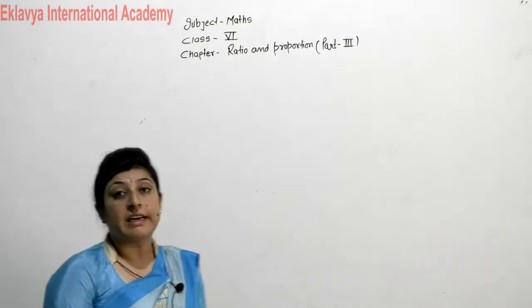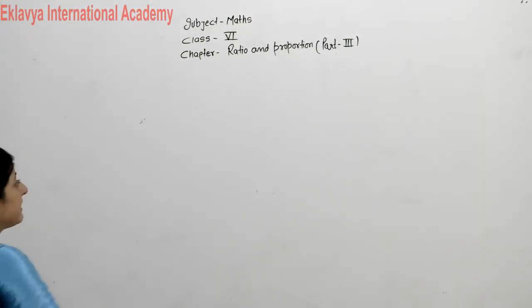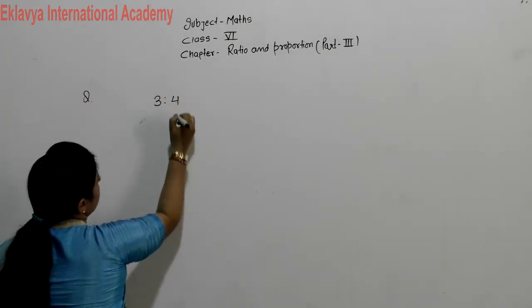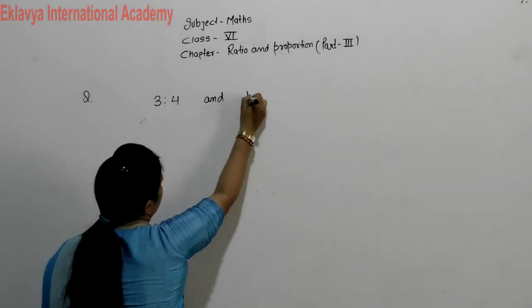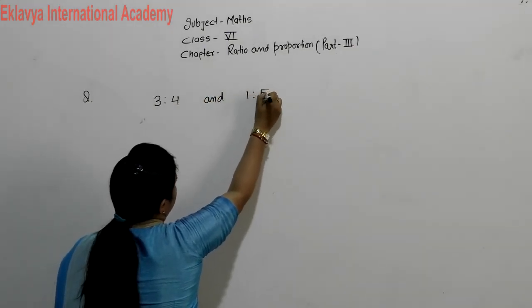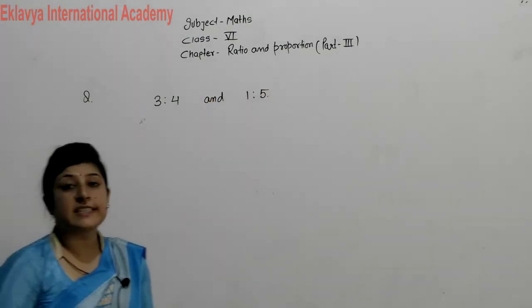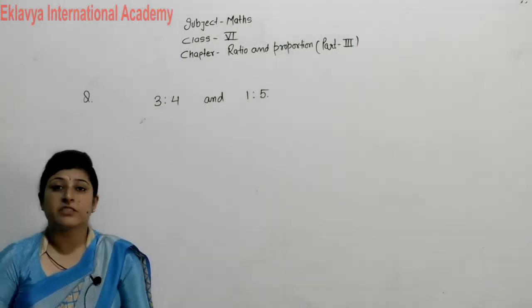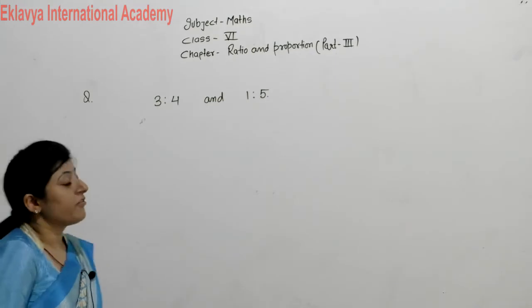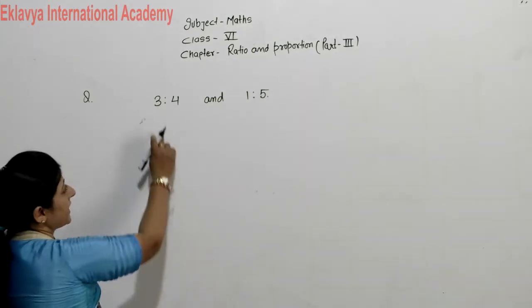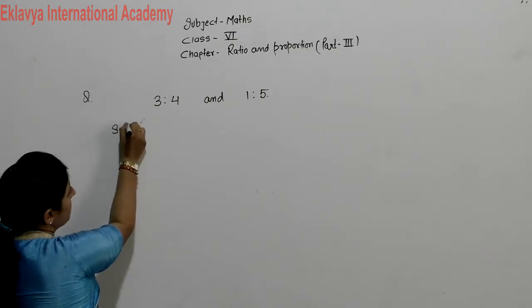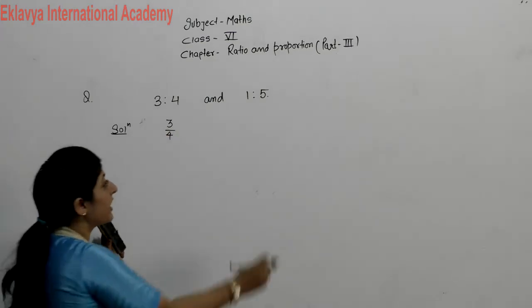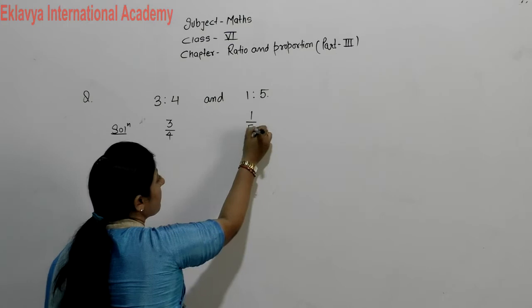One question related to ratio I want to discuss. Two ratios are given, 3 ratio 4 and 1 ratio 5. Which one is greater? We want to find it. How to find it? Firstly, we will write them in fraction form, 3 by 4 and 1 by 5.